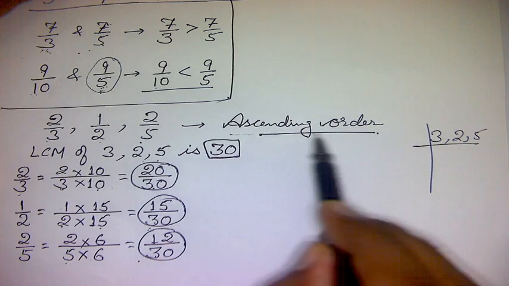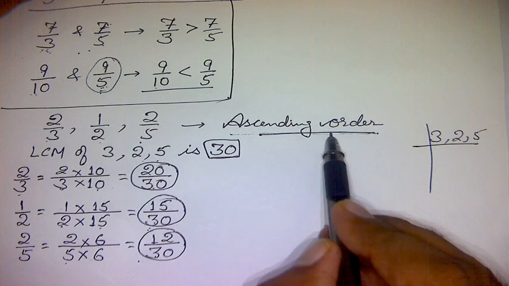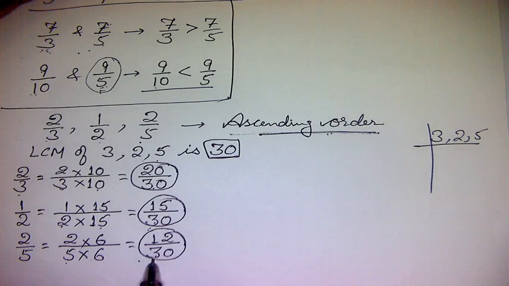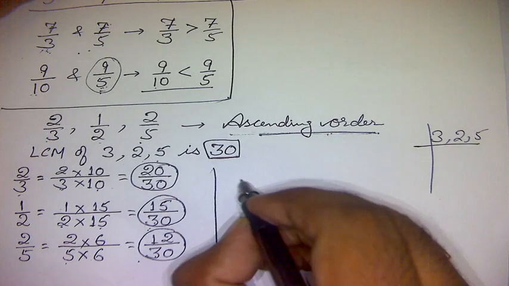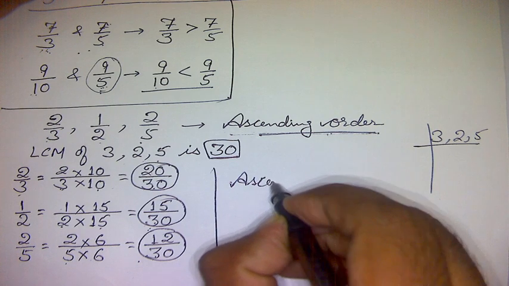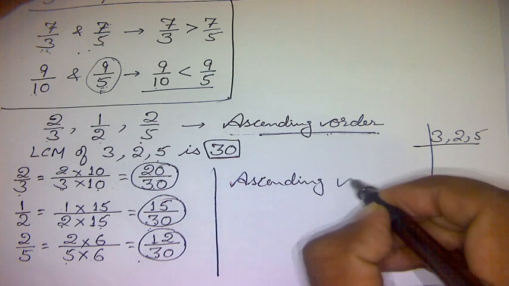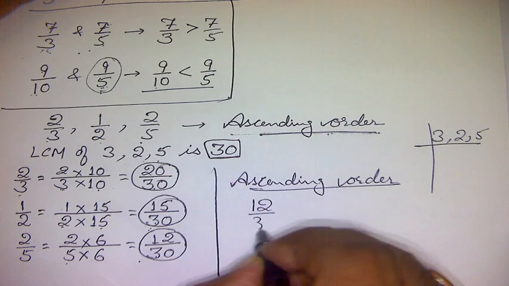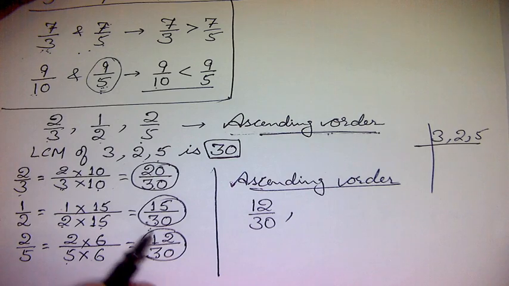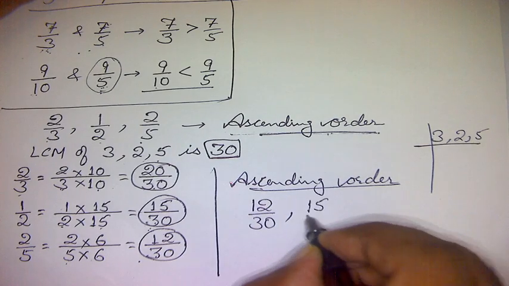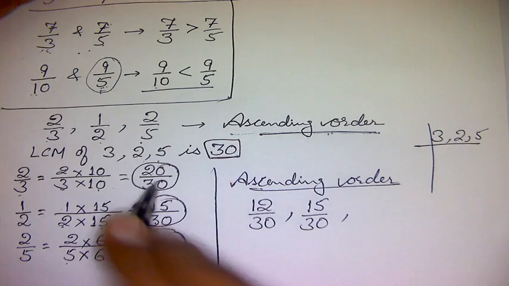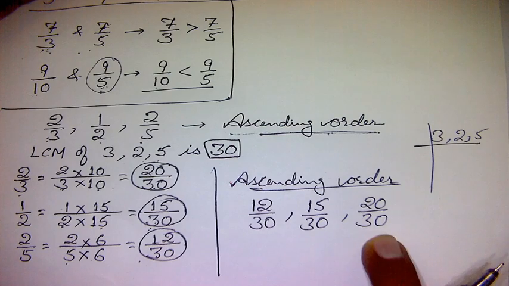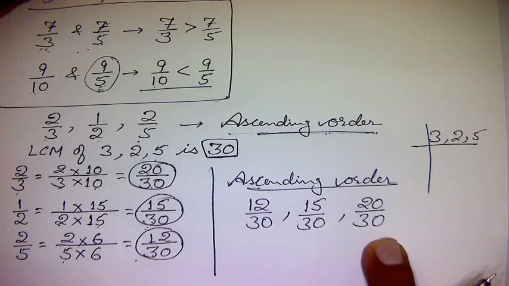What order we have to write? We have to write it in the ascending order. So ascending means small to big. So which is the smallest one? 12 upon 30. So ascending order is like this: 12 upon 30. Then comes 15 upon 30. And then comes 20 upon 30. So this is the ascending order, small to big.